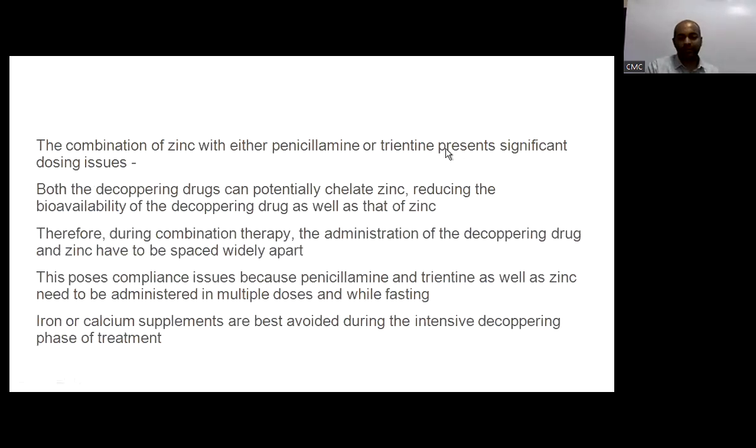Now, the controversy is whether to give D-penicillamine alone or D-penicillamine with zinc, because both can chelate. If we give both, we don't know how the patient is taking them. They may take D-penicillamine and zinc together, so they can chelate each other and the effect of both drugs can be neutralized. So many experts in this field give only D-penicillamine as chelating therapy during the intensive phase. Iron and calcium supplements should also be avoided during the intensive phase.